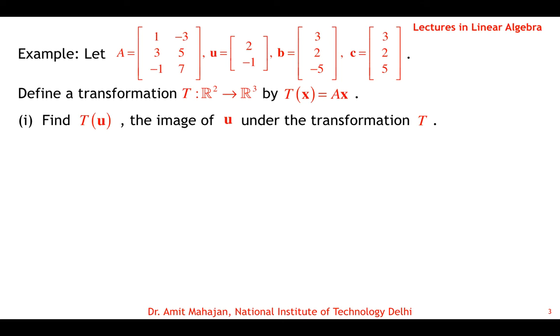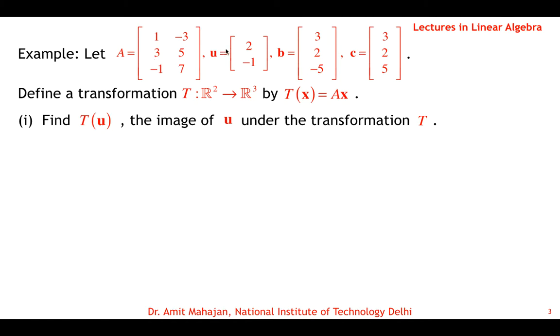Say I take one example here: let there be a matrix A which is 3 cross 2, 3 rows and 2 columns. Clearly it is a matrix of transformation from R2 to R3. The rows come from the codomain and the number of columns from the domain, so that we can define for every x here Ax goes to R3.